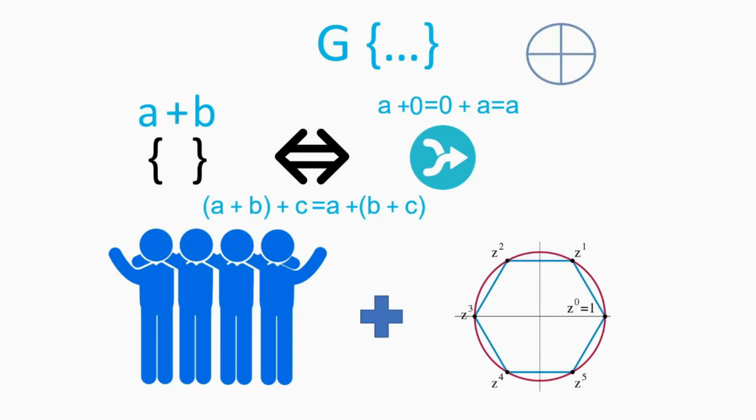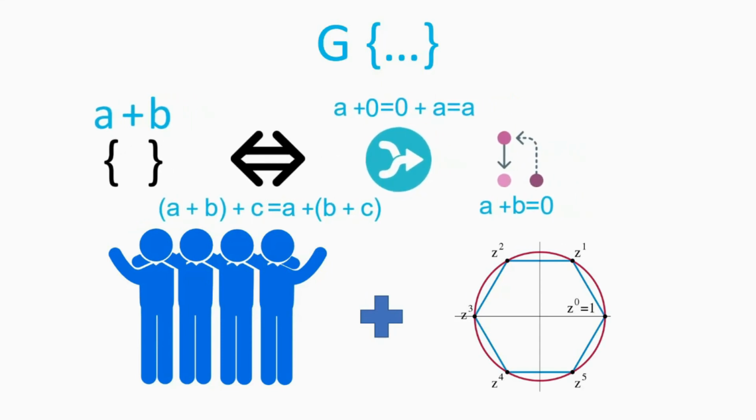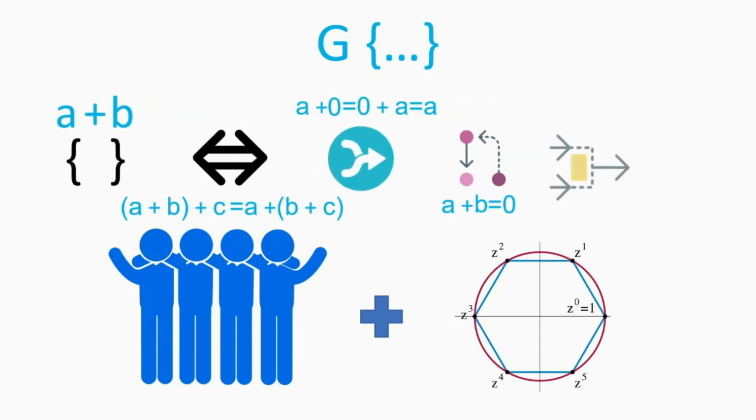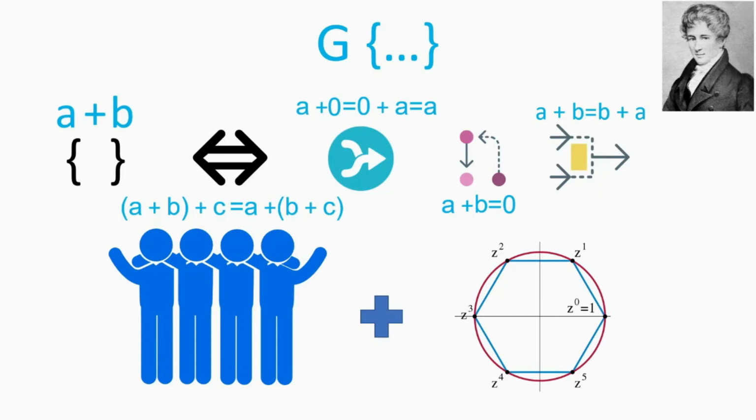And the last one is invertibility. Each element has an inverse value, that is, for each A, there is such B that A plus B is equal to 0. If we add the fifth requirement, commutativity, which means that A plus B is equal to B plus A, that group is called the abelian group.